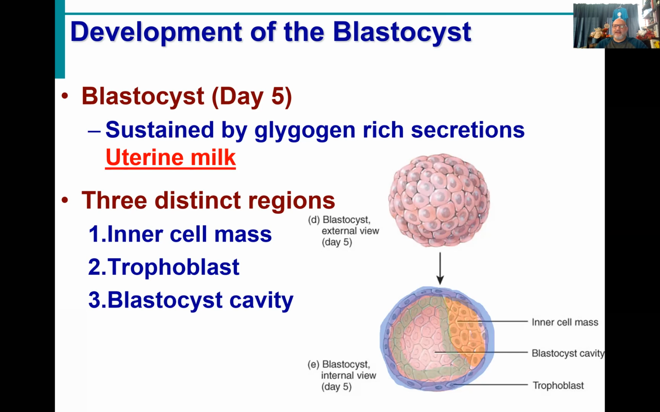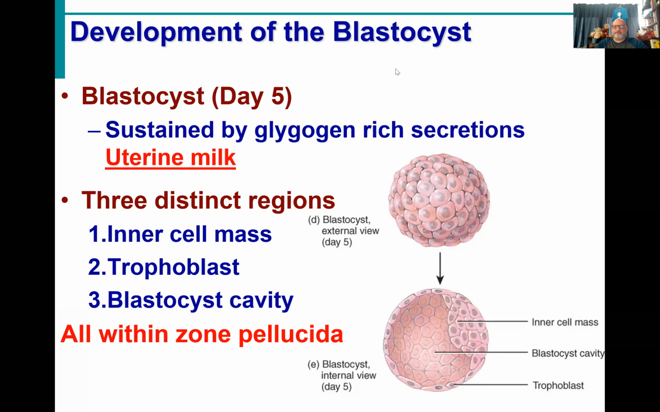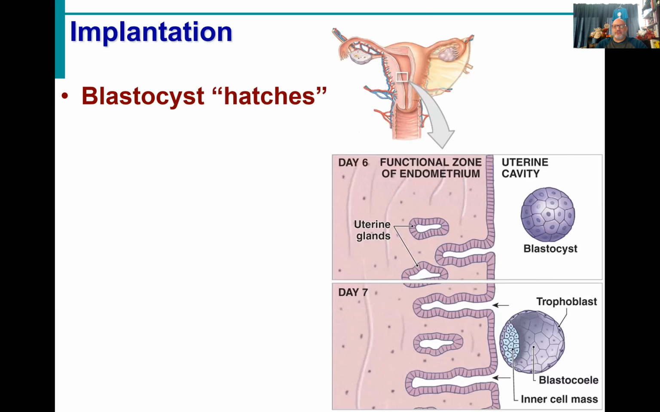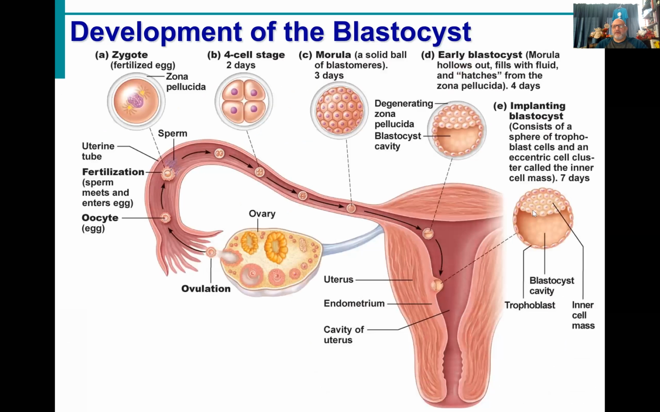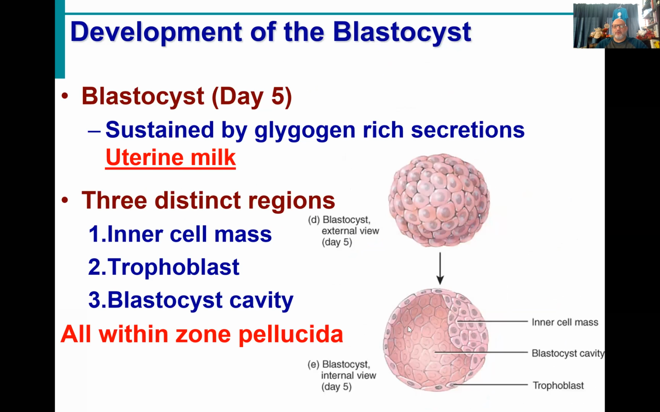Let's take a look at a different picture that shows this. Oh, I thought I had a better picture for this. Well, I guess this one over here is not bad. Trophoblast, inner cell mass, and cavity. We see it here pretty nicely, but we'll come back to this one.